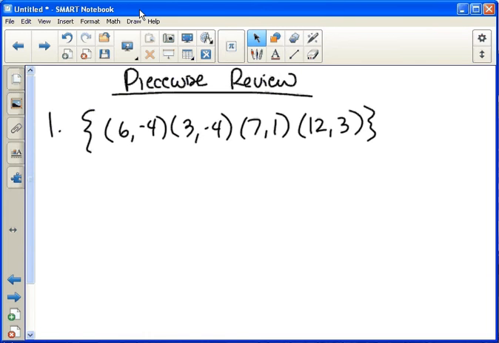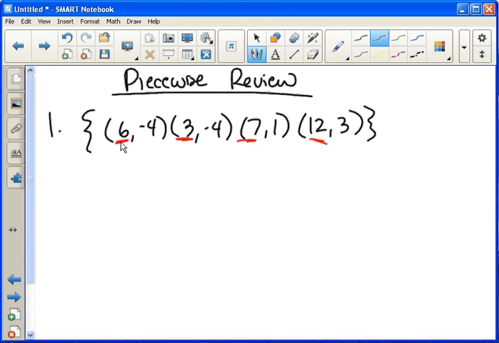I believe this is part 4 of your exam review. It's piecewise functions. State the domain of this relation. Domain is always the x's, so we have a 6, a 3, a 7, and a 12. So our domain, I'm going to put it in order, is 3, 6, 7, and 12.